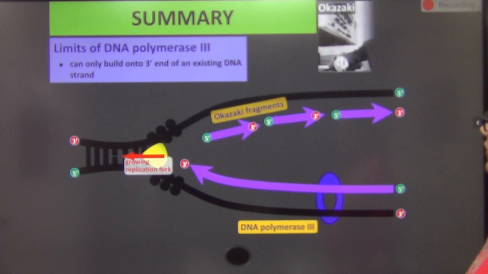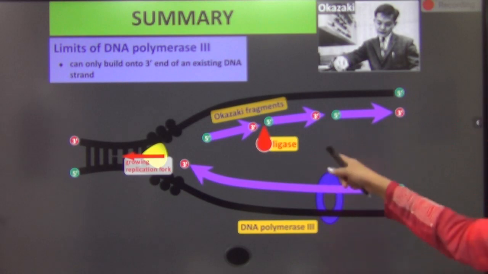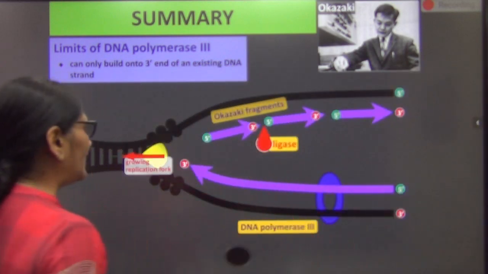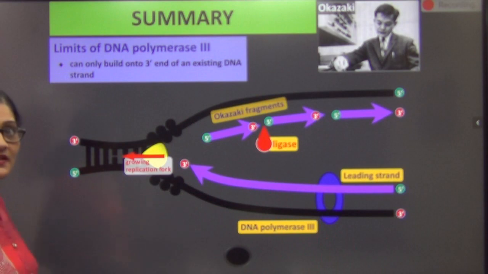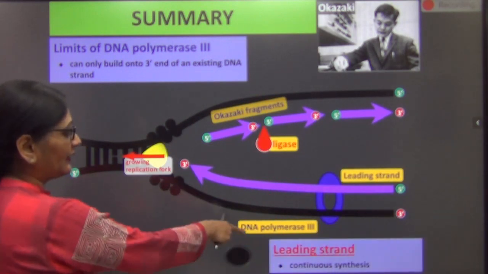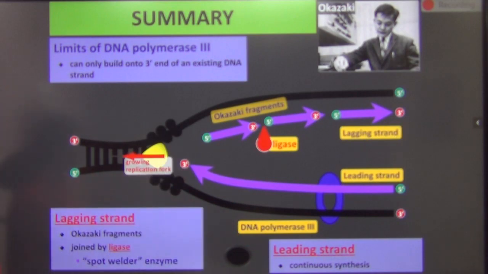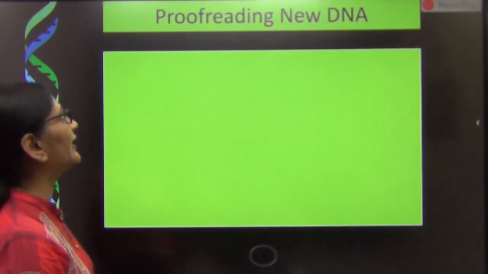These smaller fragments are called Okazaki fragments, after the name of the scientist. Later, these fragments will be joined with the help of an enzyme called DNA ligase. You can see this. Now this strand, since it is formed in a continuous manner, is called the leading strand. And the other strand is called the lagging strand. The lagging strand, with the smaller Okazaki fragments, is joined by the enzyme ligase.